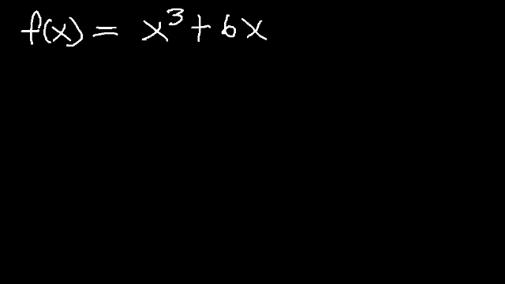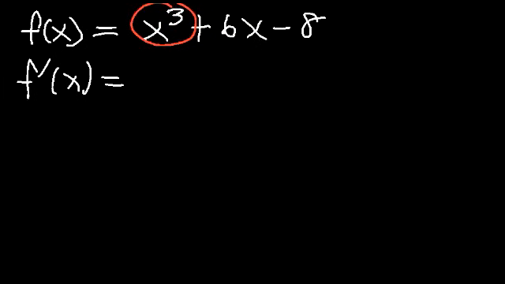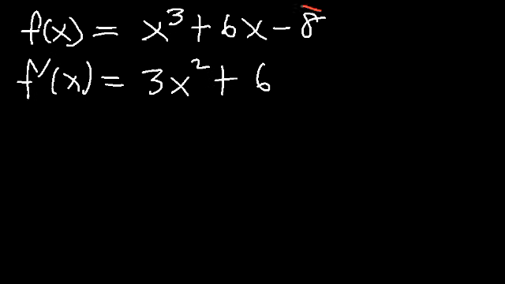Now let's say we have many terms. Let's say f of x is equal to x cubed plus 6x minus 8. Go ahead and find the first derivative of this function. So let's differentiate every term separately. What is the derivative of x cubed? The derivative of x cubed is 3x squared. The derivative of 6x is 6. And the derivative of a constant is 0. So the first derivative is 3x squared plus 6.